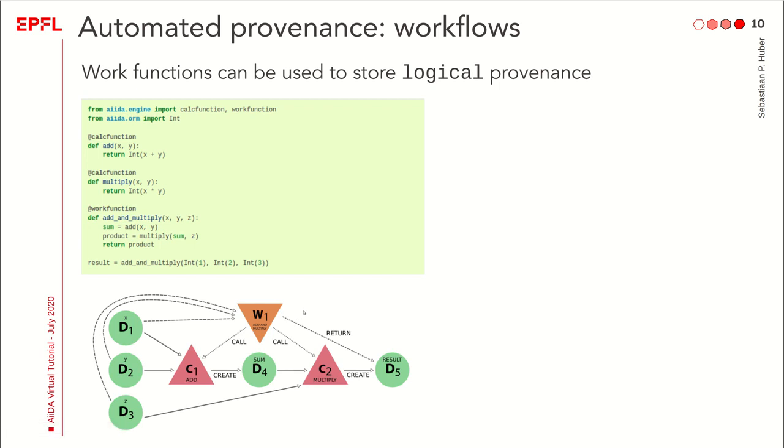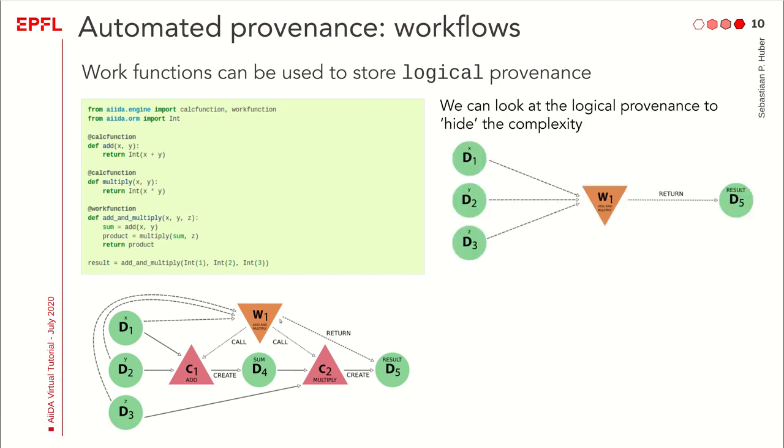The added bonus of this is that in this trivial example, it might not be as clear, but once these workflows become much more complex, with lots of calls and lots of levels, lots of layers, you can decide to just look at the logical provenance to hide the complexity. For example, here we just look at the links that are dotted, so that are part of the logical provenance, and you just see a much simpler picture.